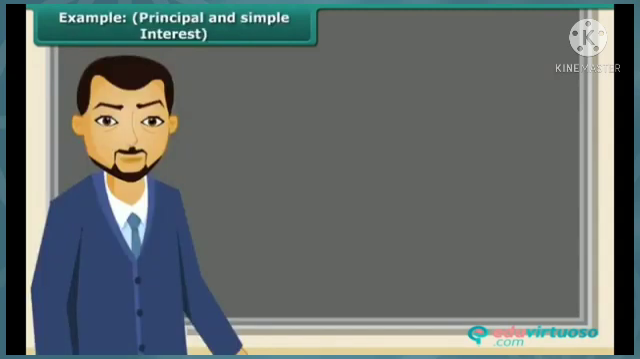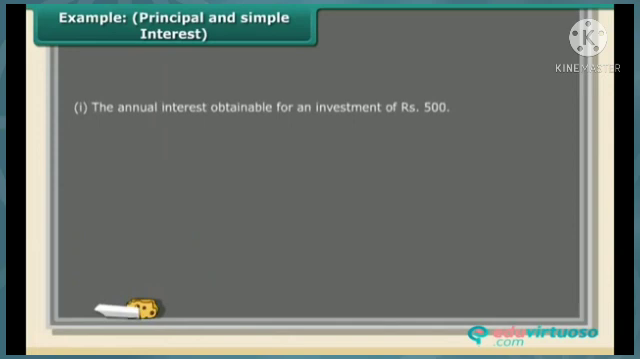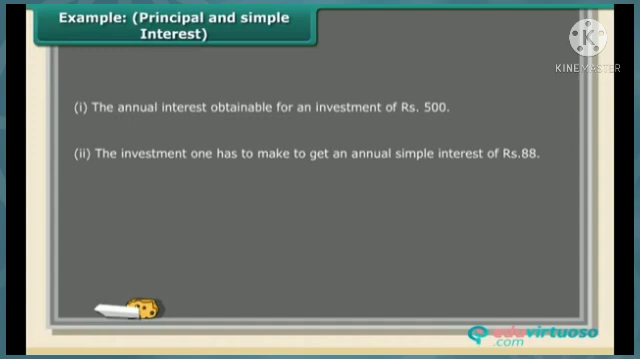Example, principal and simple interest. A bank gives 11% simple interest on deposits by senior citizens. Draw a graph to illustrate the relation between the sum deposited and simple interest earned. Find from your graph 1. The annual interest obtained for an investment of rupees 500. 2. The investment one has to make to get an annual simple interest of rupees 88.